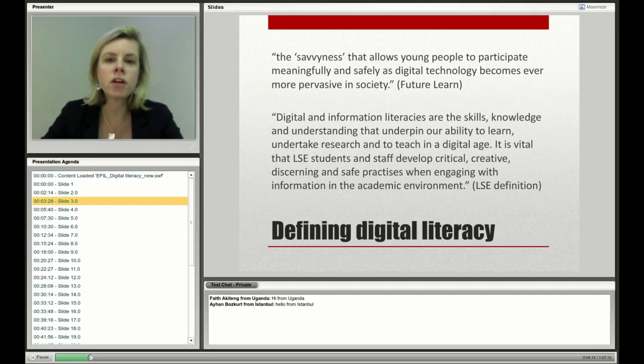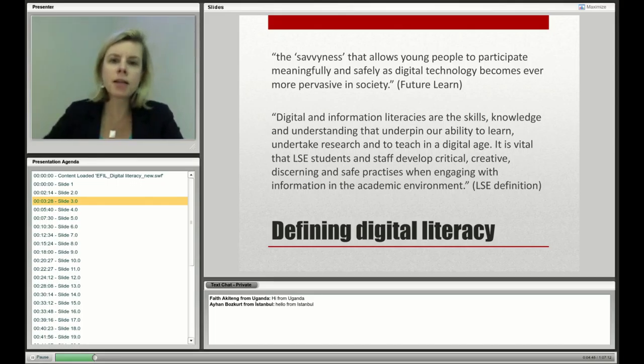And so they defined digital literacy as a kind of savviness that was basically allowing people to participate, and they used the word safely. There's quite a big emphasis in the school sector that digital literacy is quite a lot around safety aspects and making sure when you're online that you're not vulnerable in any way, that you understand who you should and shouldn't interact with. So that was a definition that's been around for quite some time.